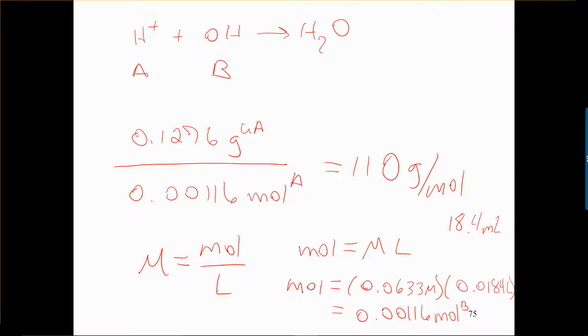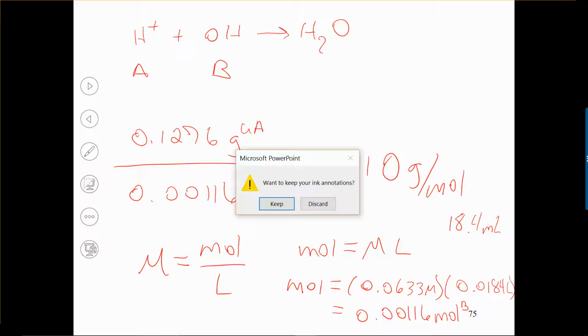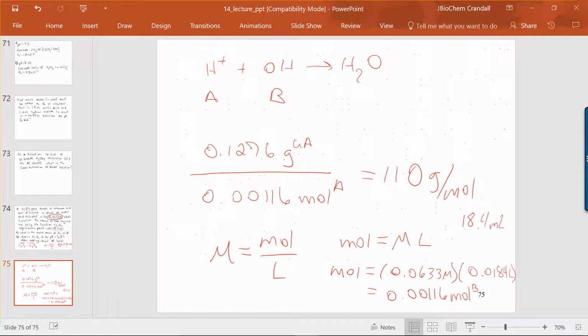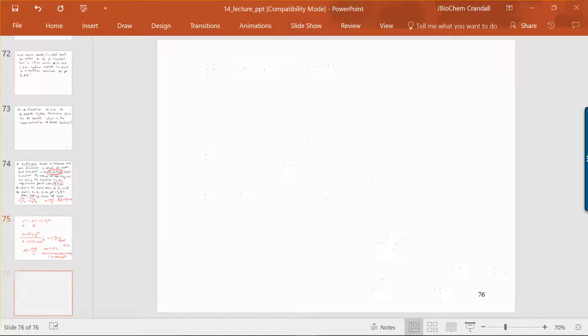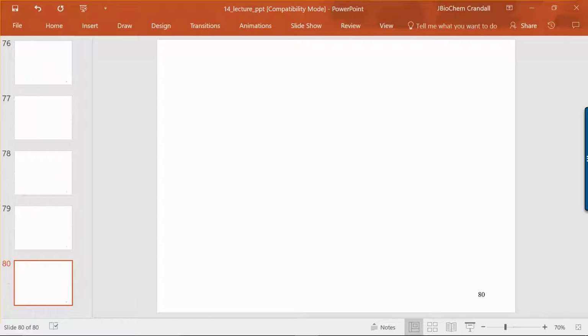Okay, so that's that first. They're saying A, what is the molecular mass of this, grams per mole. That's how I would determine that. Okay. Let's see. A few boxes here.